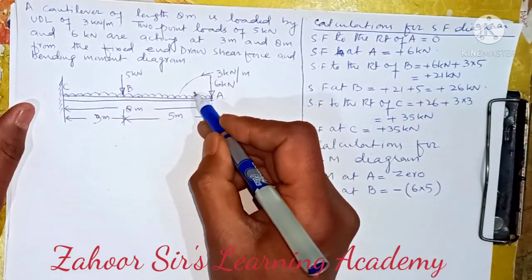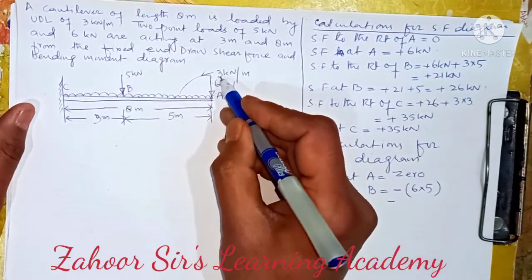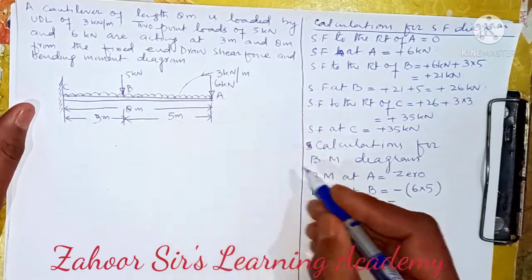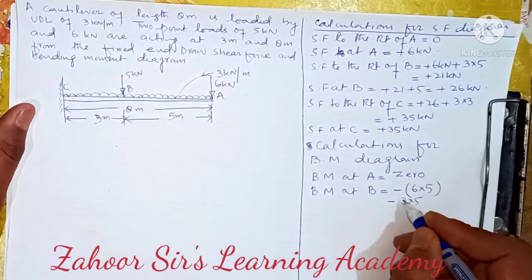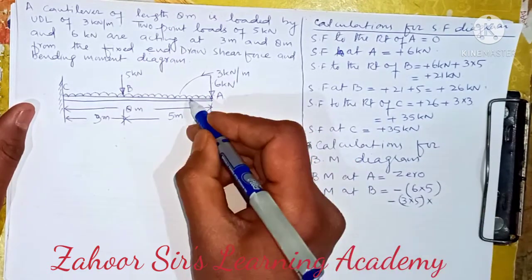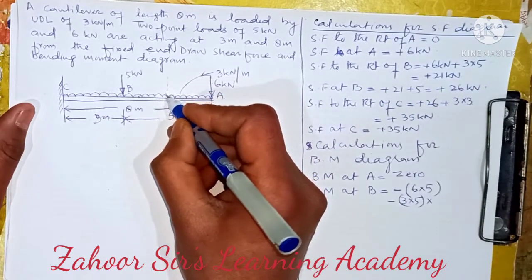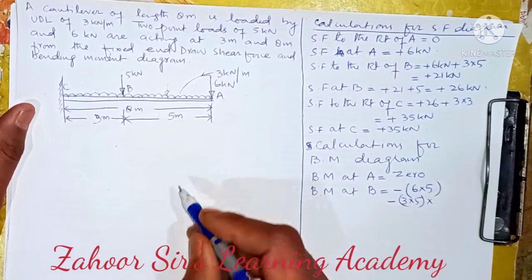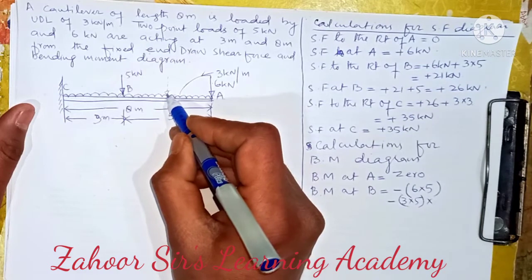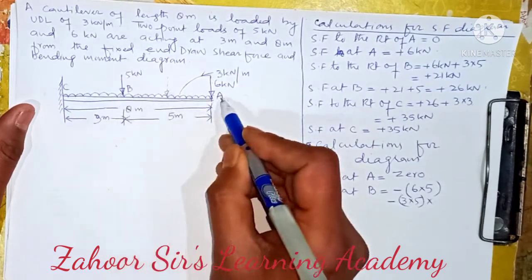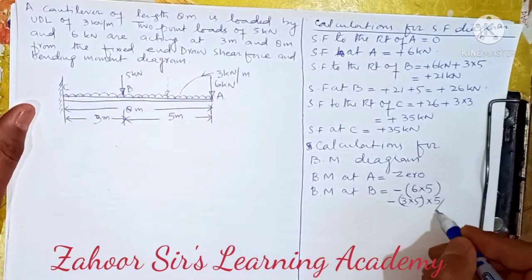Now we have to consider this one. See how I can do that. First I need to convert this UDL, that is 3 kilonewton, into the load. That means 3 into 5. So 3 into 5, that means I have converted this UDL into the load. Now we have to assume that it's acting at the center. Now this is the load. Now we have to take the distance. So distance is from this point to this point. So how can we take? It's the middle of the 5. So I can say it is 5 by 2.